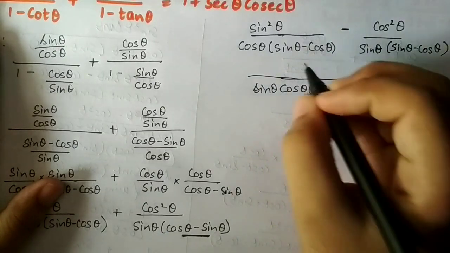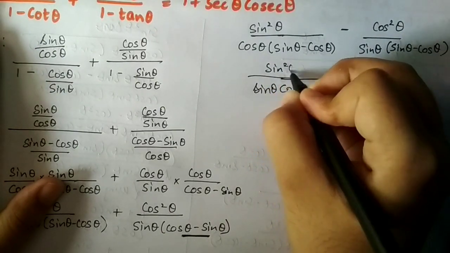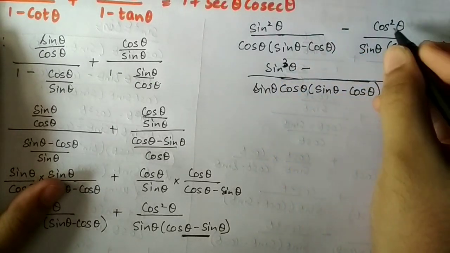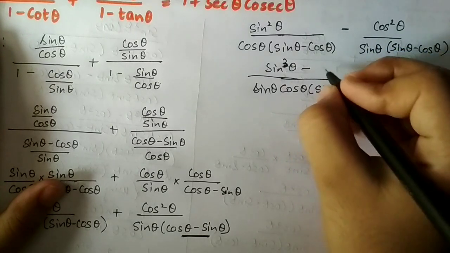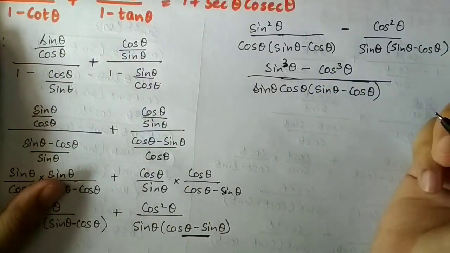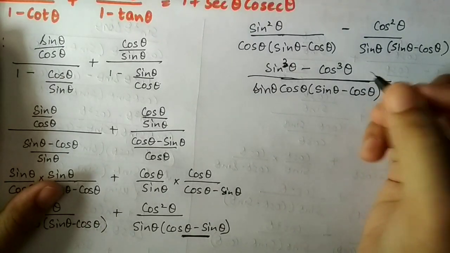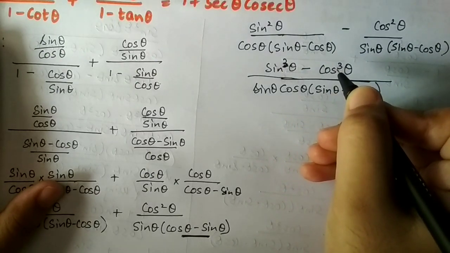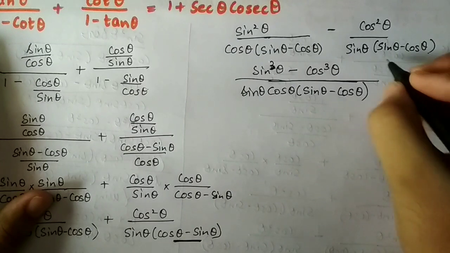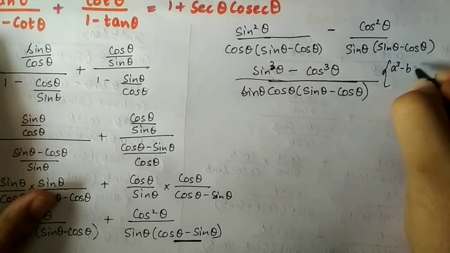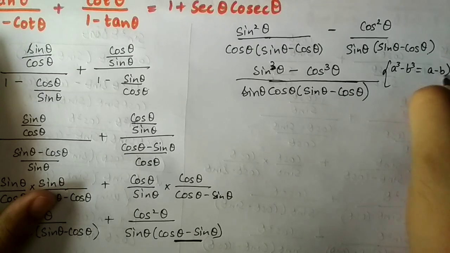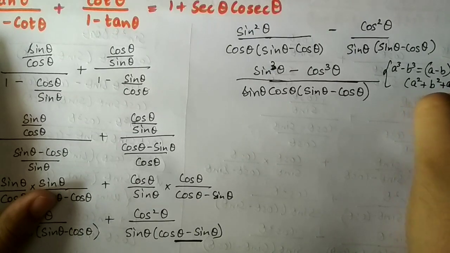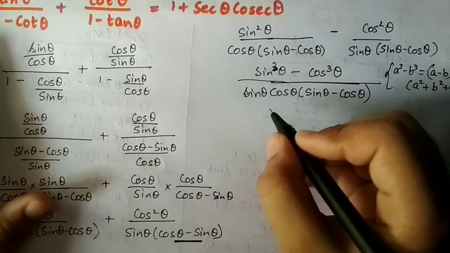So in numerator you have sin square theta into sin theta, that is sin cube theta, minus cos square theta into cos theta, so it is cos cube theta. Now here still you can't apply any identity, so use the identity of a cube minus b cube. I should write here a cube minus b cube is equal to a minus b multiplied by a square plus b square plus ab.